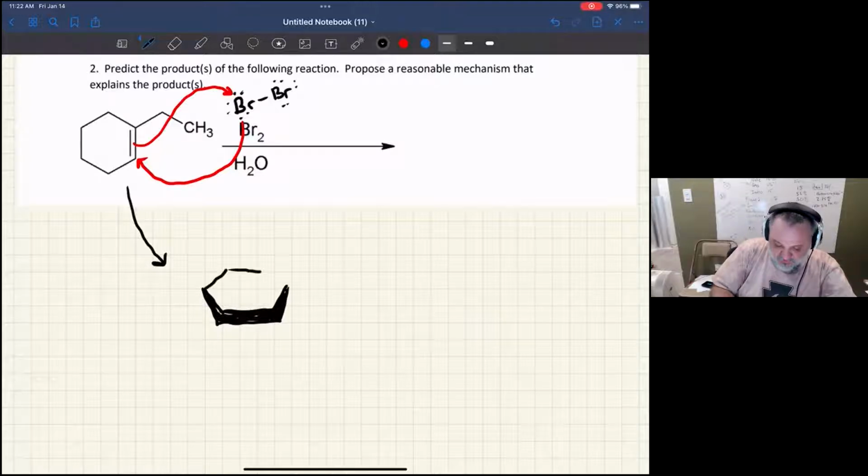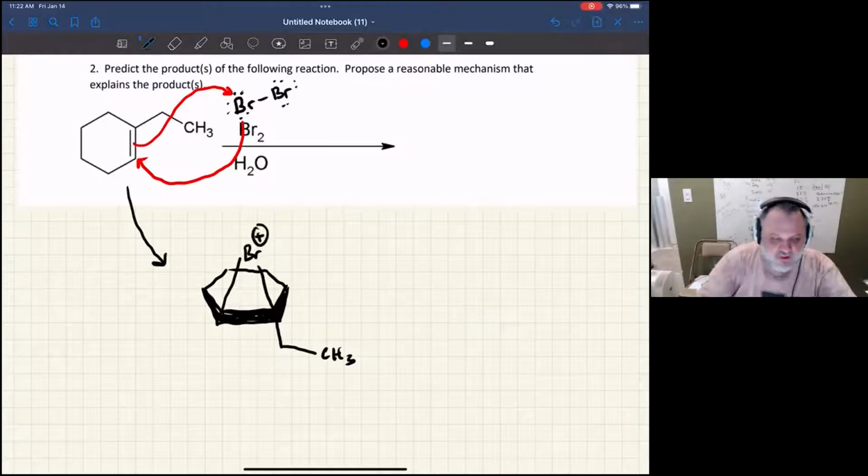So I've got my six-membered ring here. And so what do we have? I've got a CH3 group. It could be pointing down, could be pointing up, but I also then formed a cyclic intermediate. And this is a bromonium ion.